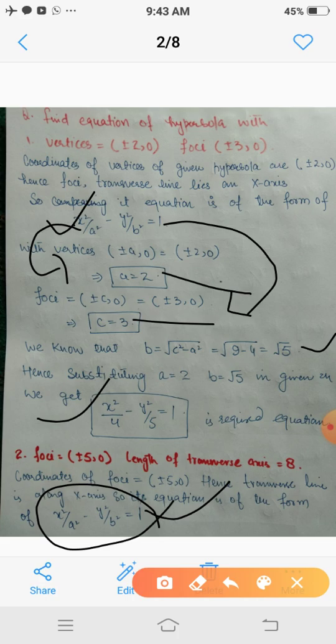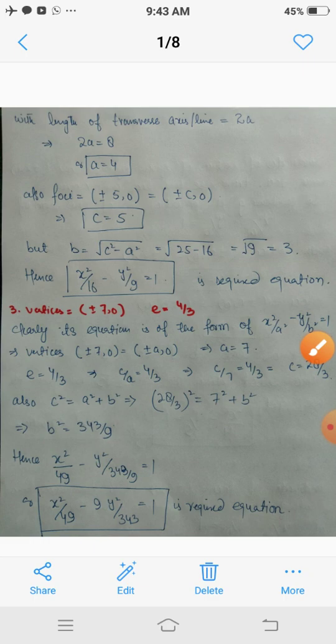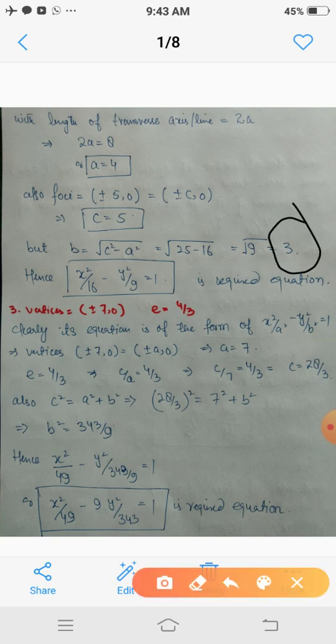Here the length of the transverse axis is 8, which implies that 2a equals 8, because 2a is the length of the transverse axis, which implies that a equals 4. Also the foci are plus minus 5, 0, but in the general form it is plus minus c, 0, which implies that c equals 5. Also b equals root c square minus a square, which implies that b equals 3. Hence substituting the values, we get x square upon 16 minus y square upon 9 equals 1 as the required equation of this hyperbola.